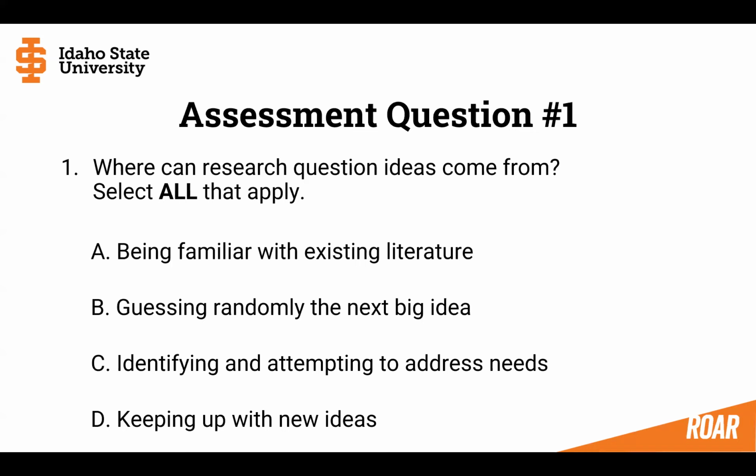So the correct answers are A, C, and D. Well, you could guess randomly the next big idea, right? So that's option B. That may not be the best approach. And we did discuss the other three items, options A, C, and D. And so instead of guessing randomly, it would work better to be familiar with the context and the landscape, right? So that's doing that literature review. Then you could potentially make some educated guesses based on your knowledge.